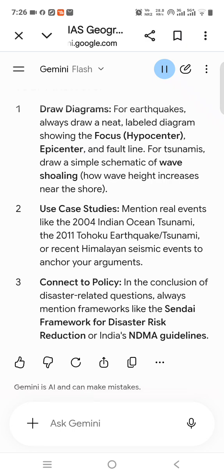Question. Evaluate how climate change-induced sea level rise can compound the devastating impact of a tsunami on low-lying island nations and deltaic regions of the world. 15 marks, 150 words. Quick tips for structuring your answers.